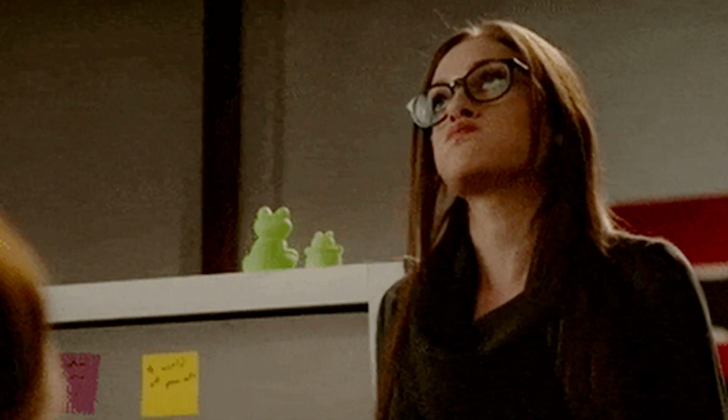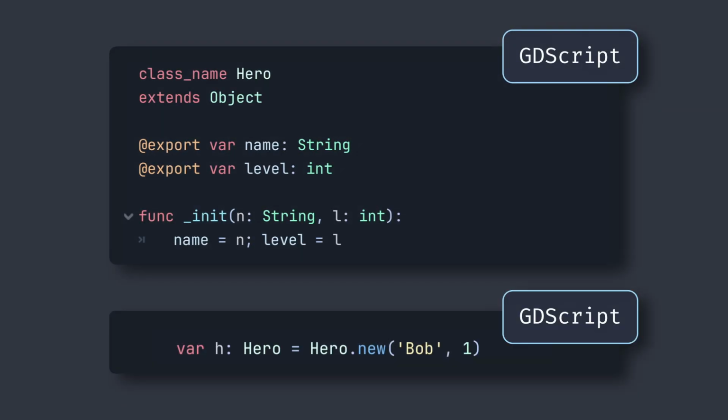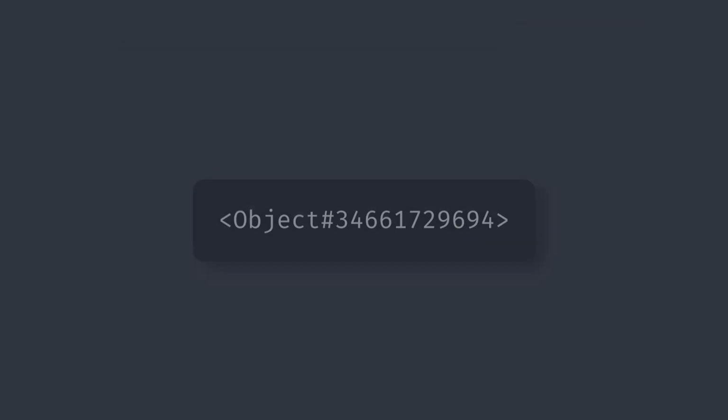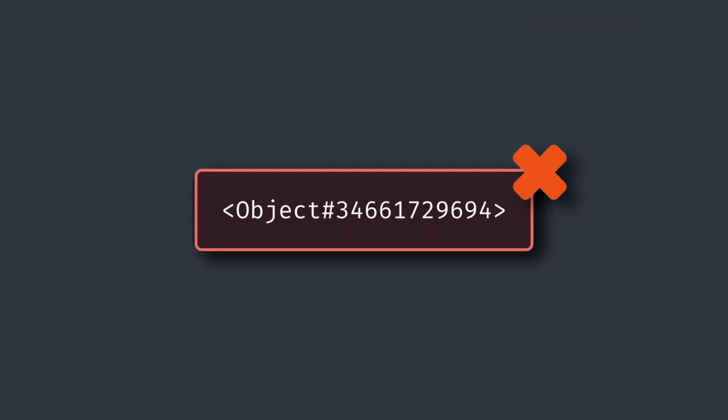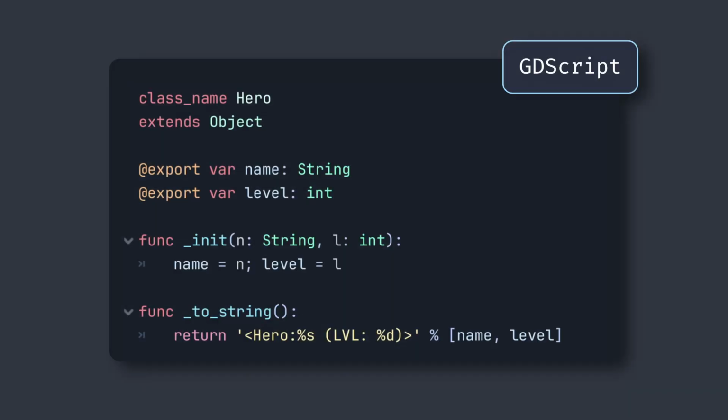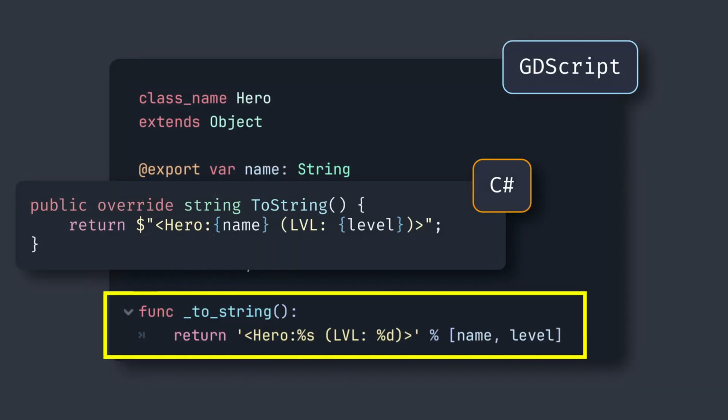And to really wrap this up, don't forget that your custom class instances outputs don't always have to look like this. If you want something more readable that really helps you identify the instance, you can override its toString method and return the formatted string you want to show when it's printed.